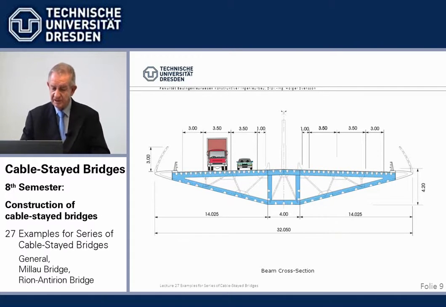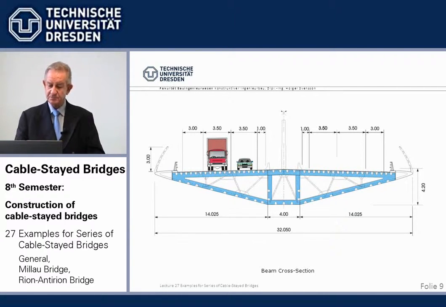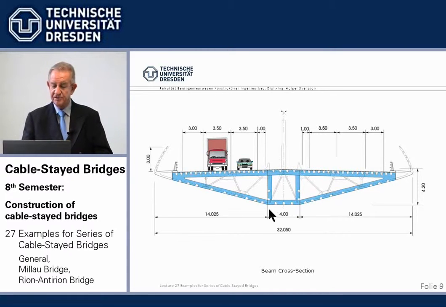We see here the cross-section. We have a central box, also for the construction by launching. We will see that in detail. And we have these inclined webs for, say, aerodynamic shaping, because at that height, winds are a very important load, and we have to reduce them by streamlining the cross-section.